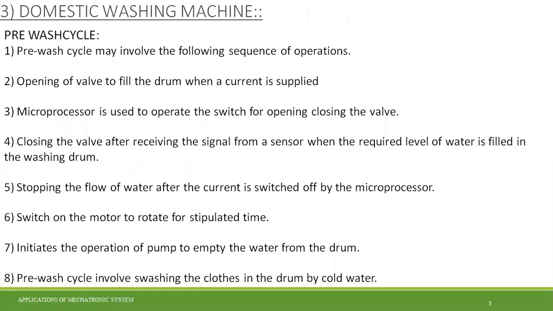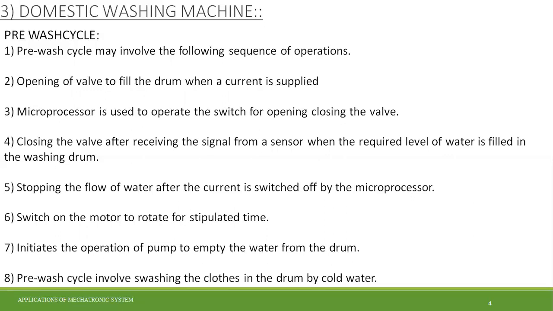First one, it is the pre-wash cycle. It may involve some steps, that is opening of the valve to fill the drum with water, whether current is supplied or not, and the microprocessor is used to operate the switch for opening and closing the valve. That is nothing but to input the water and next switching off the water. Closing the valve after receiving the signal from the sensor when the required water level is filled in the washing drum. Stopping the flow of water after the current is switched off by the microprocessor.